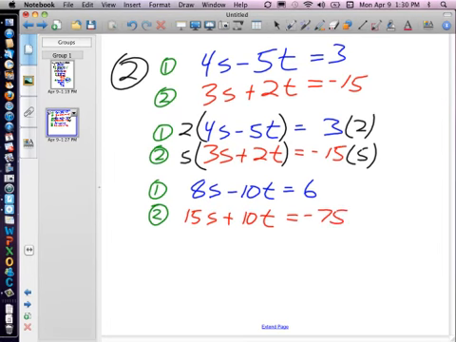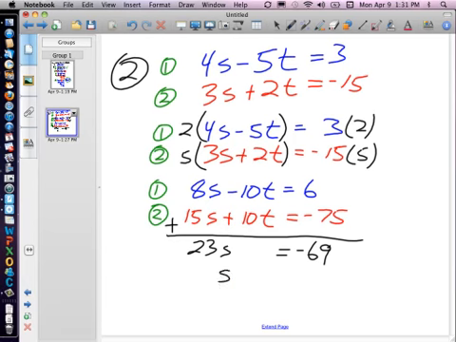Okay. Now we can eliminate using addition, because we have a negative 10t and a positive 10t. So we'll get, we're adding, so 15 plus 8 is 23. Negative 10 plus 10 is 0. And then negative 75 plus 6 is negative 69. 23 does go into 69, which is nice. So we're going to divide both sides by 23, and we'll get negative 3.